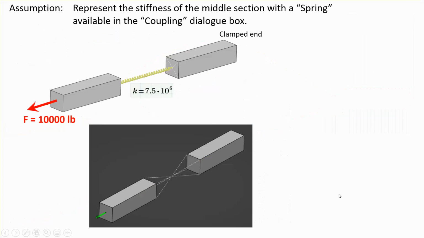Now, this is the other problem that we're doing. This time, we no longer assume that the middle section is extremely rigid. As a matter of fact, we can think that the middle section is just one of these.